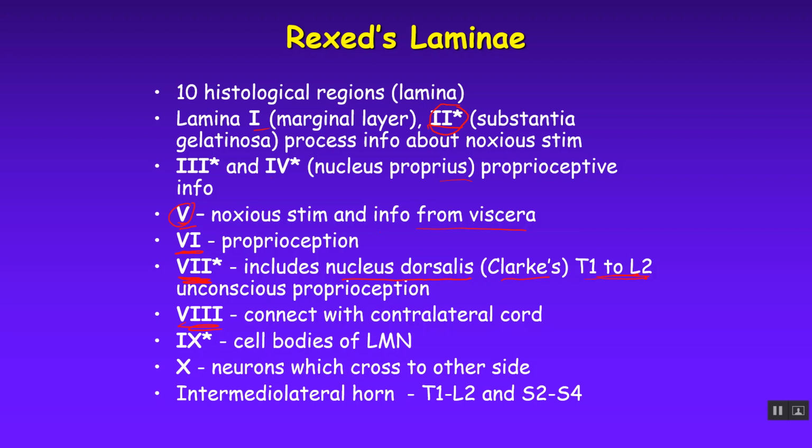Lamina 10 also has neurons which cross to the other side for communication between your two sides of the spinal cord. And then there's the intermediolateral horn, which is just those parasympathetic and sympathetic regions. So T1 to L2 would be the sympathetic, and the S2 to S4 would be parasympathetic. That's where those cell bodies are going to lie, in the intermediolateral cell horn. Those are the only regions where you're going to see that little lateral horn.